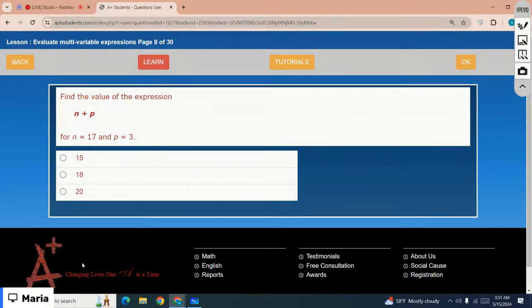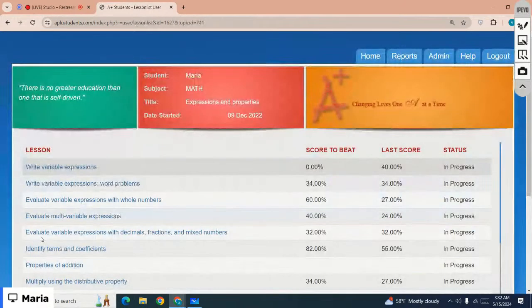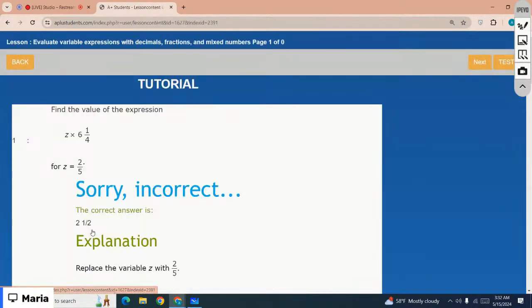Yes, 20 it is. The correct option is 20. Okay, you can complete the lesson by yourself later today. Let's just move on to next lesson. The next lesson is evaluate variable expressions with decimals, fractions, and mixed numbers.